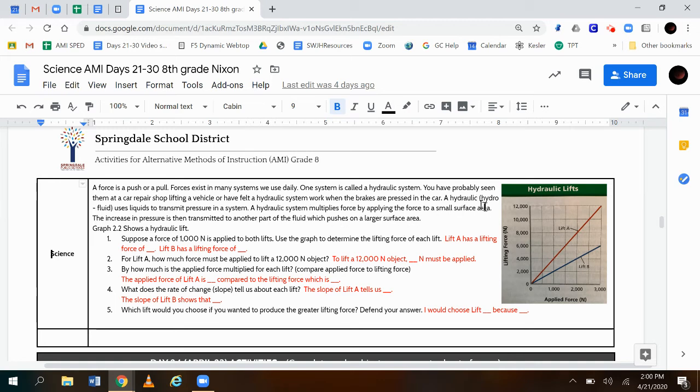A hydraulic, and here it says hydro, is fluid. Anytime you see hydro as a prefix, it's talking about fluid or water or liquid. So a hydraulic uses liquids to transmit pressure in a system, turns liquids into pressure. A hydraulic system multiplies force by applying the force to a small surface area. The increase in pressure is then transmitted to another part of the fluid, which pushes on a larger surface area. So that's how hydraulic lift systems work. And I know several of you probably have seen hydraulic systems before. So graph 2.2 shows a hydraulic lift.